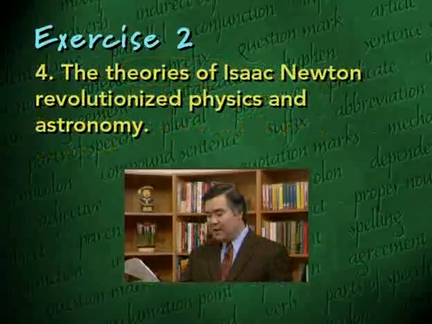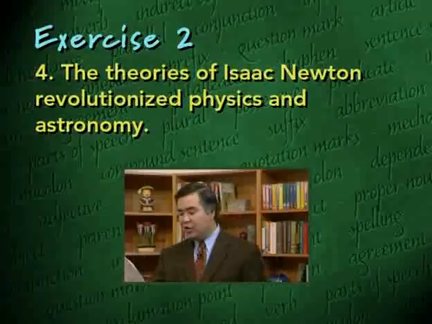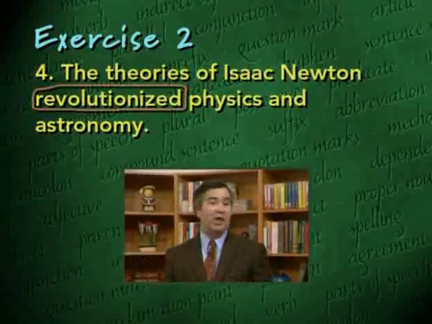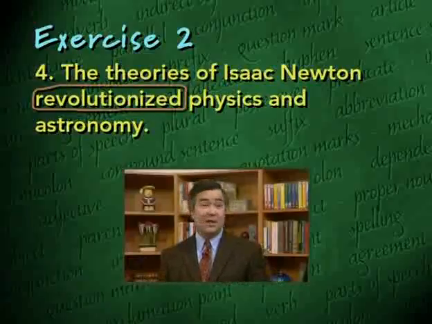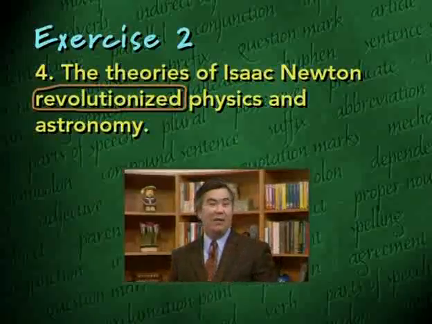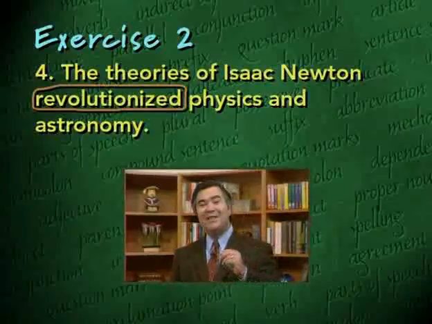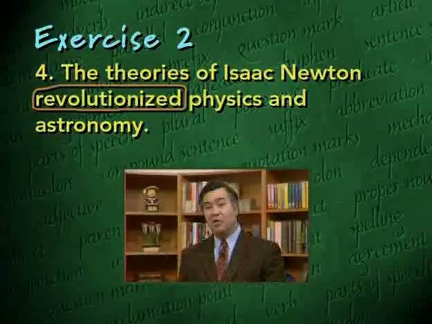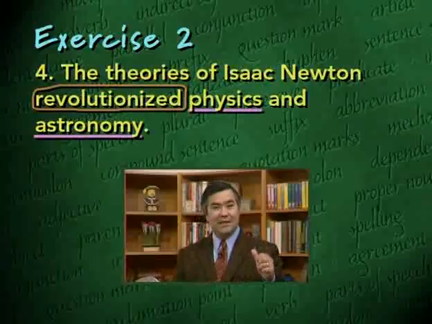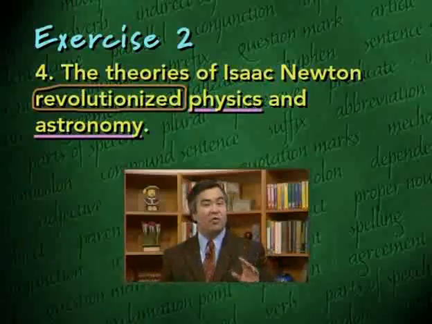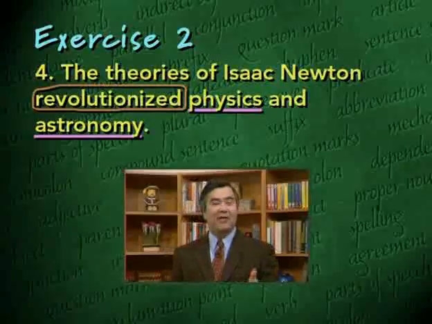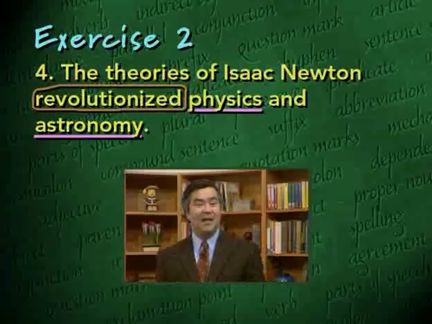Next example. The theories of Isaac Newton revolutionized physics and astronomy. The verb here is revolutionized. What's the subject? The subject is theories. It was the theories that revolutionized. And what did they revolutionize? That is, what receives the action of the verb revolutionized? Well, in this case, there are 2 things that were revolutionized, physics and astronomy. So both of those words are part of the direct object of the verb revolutionized. So we have, in this sentence, a compound direct object.